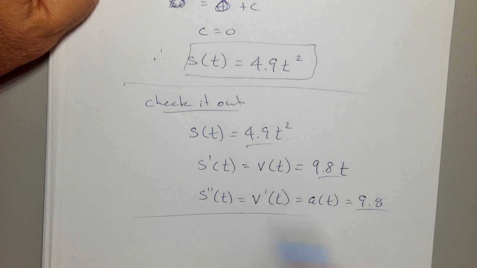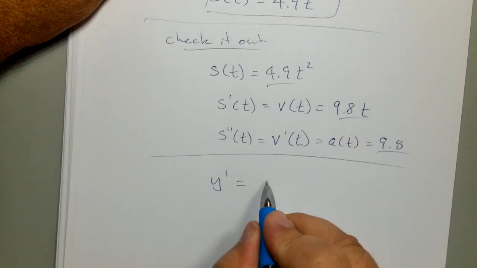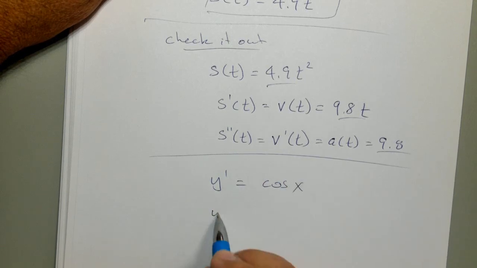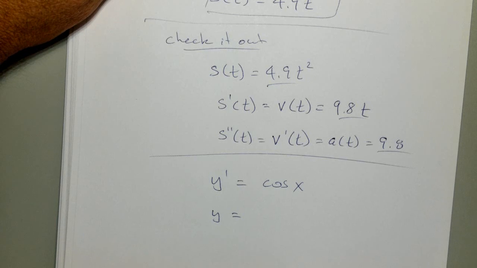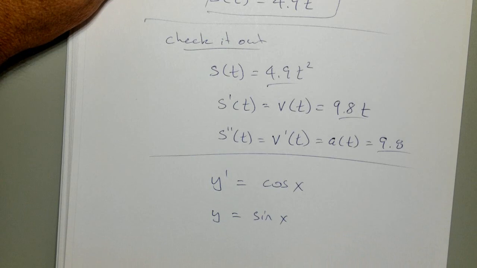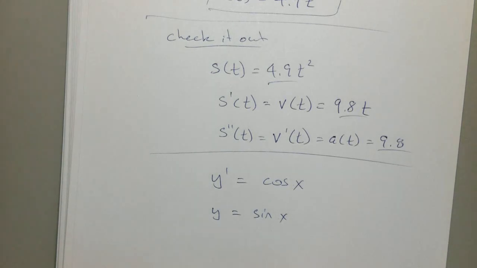For example, if the derivative of a function was cosine x, where did that come from? Sine x. You test it. The first derivative of sine is cosine. We're also going to do this for trig, the tangent, secant, cosecant functions. But that comes in chapter 5.